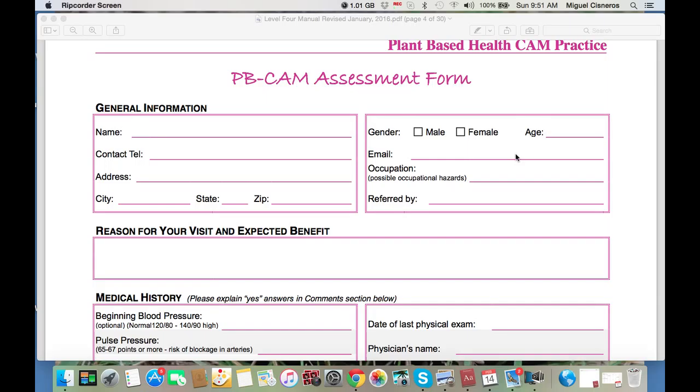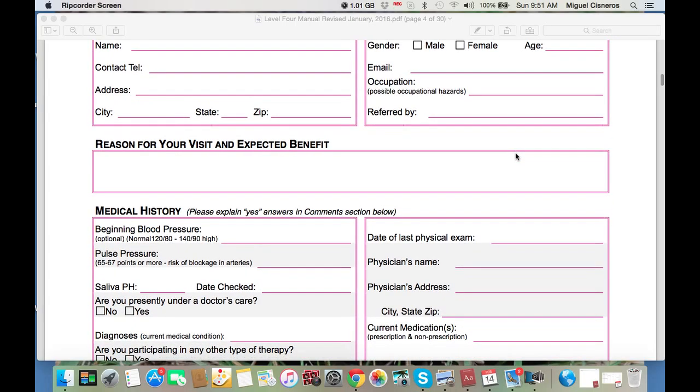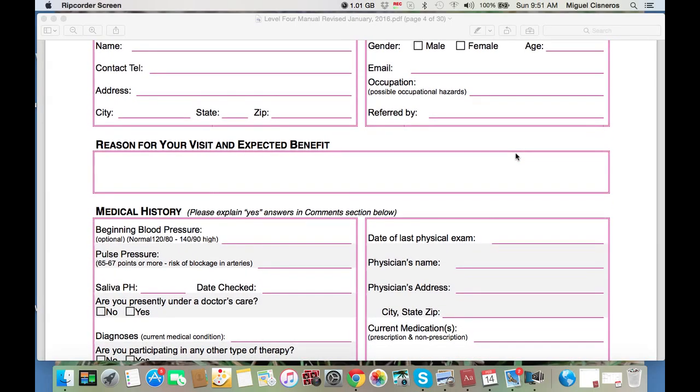Diesel fuel exhaust is connected with cancer. So they can take this information to their doctor and then, of course, refer by the reason for their visit and expected benefit.